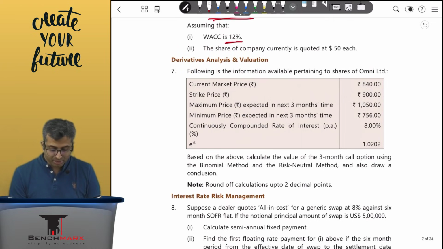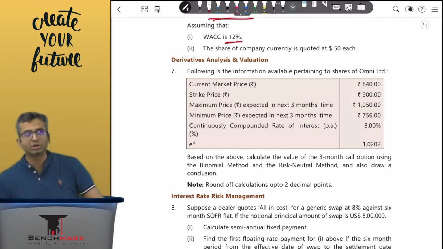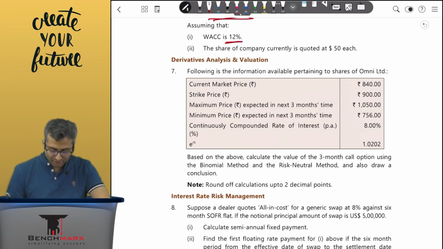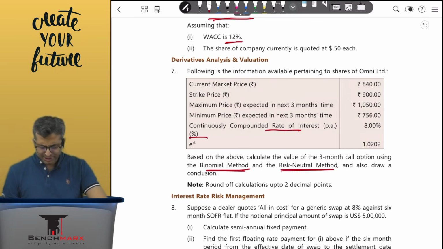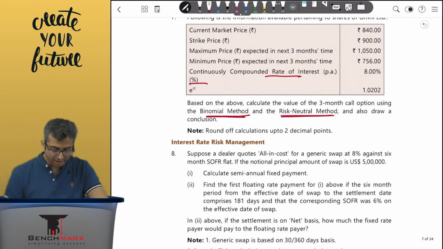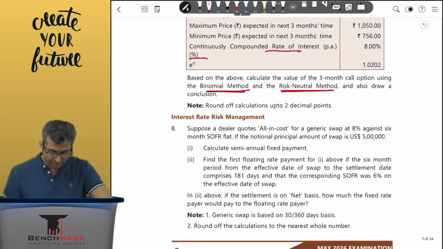Then there is the binomial and risk neutral method over here. This is similar to the November 23 or so exam question, where you have a continuously compounded rate and you have been asked to find the value using the binomial method as well as the risk neutral method. So that is based on this question, which is very similar to the question that we would have done.